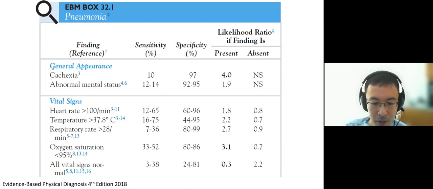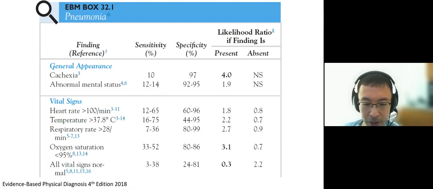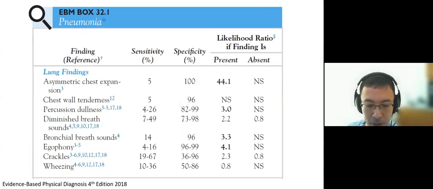So let's look at the evidence behind the physical exam for diagnosing pneumonia. So in a study of more than 6,000 patients, the sensitivity and specificity were derived for specific physical exam findings. So interestingly, the presence of cachexia had some decent power to help rule in pneumonia with a positive likelihood ratio of 4, while having all normal vital signs decreased the probability of pneumonia with a negative likelihood ratio of 0.3. So none of these findings are spectacular, however.